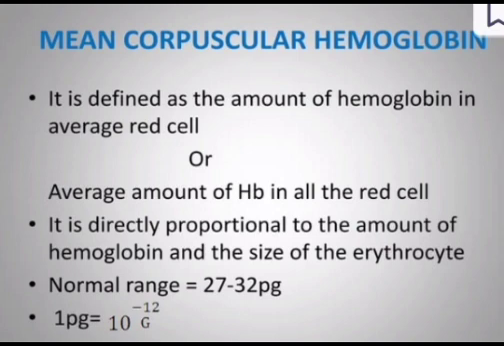The mean corpuscular hemoglobin refers to the amount of hemoglobin in an average red blood cell. Alright? Mean corpuscular hemoglobin is the amount of hemoglobin in a red blood cell. The normal range is between 27 to 32 picogram. Alright? Normal range of mean corpuscular hemoglobin is 27 to 32 picogram.